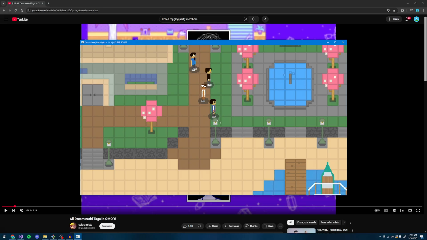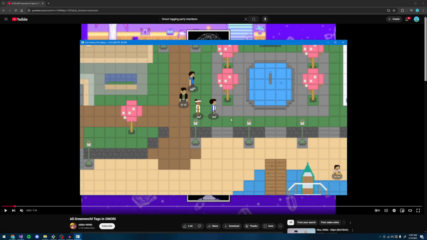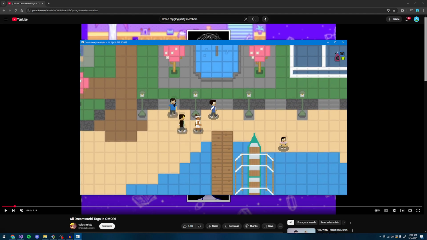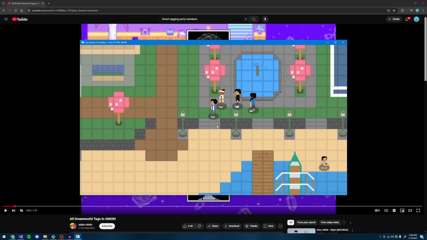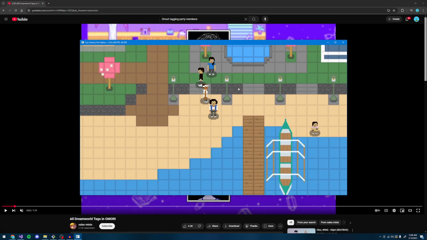Now, in a JRPG, we often have multiple members within a squad. You can see that this is the current person who is the leader because everyone's following this person right here in the front. Now, if I wanted to, I can actually change who the leader is and everyone else follows that new person instead. We can do that by holding tab.